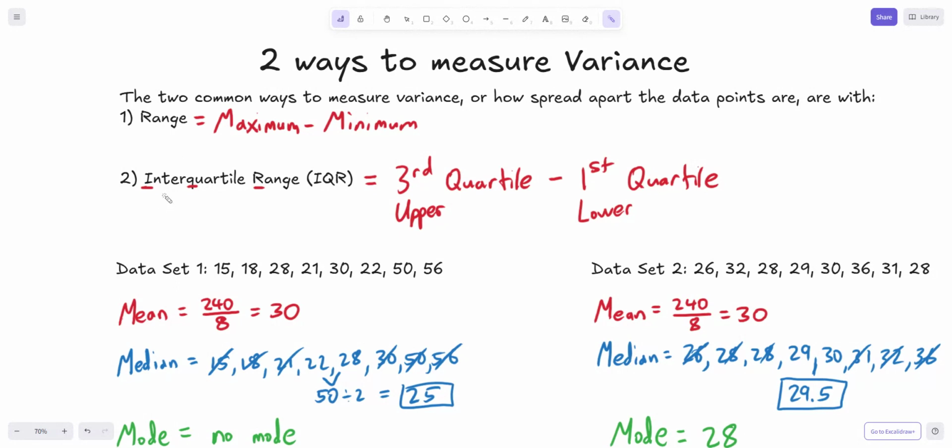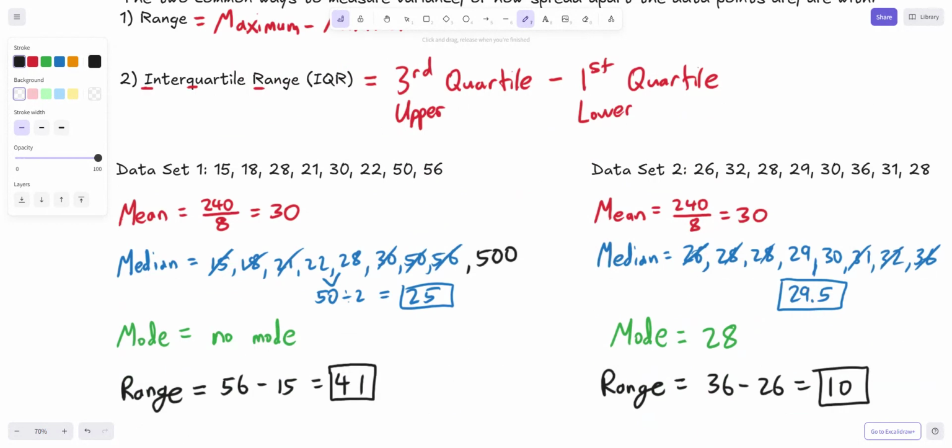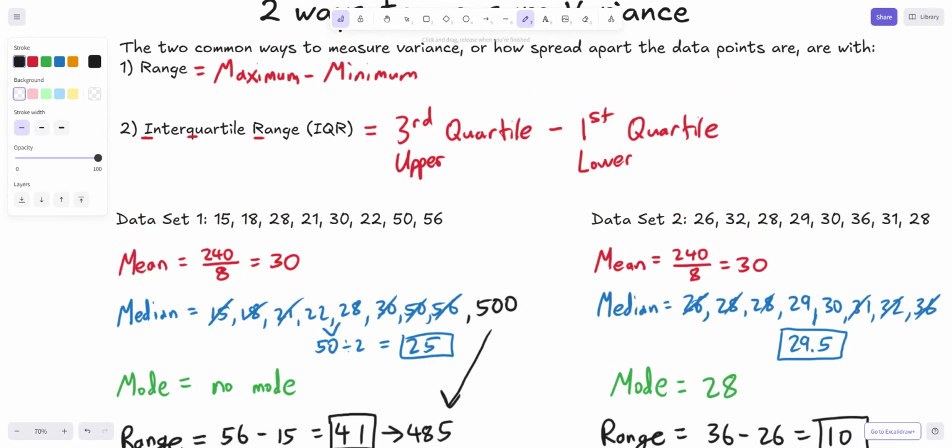If I add an outlier, let's say if I add 500, that doesn't affect the median, but it's going to really change the mean. Same thing for range. If I add 500 for the outlier, the range is no longer 41. The range will now be 500 minus 15, so 485, right? So the outlier screws up the mean. If you have an outlier, it messes up the mean, but it also messes up your range, right?